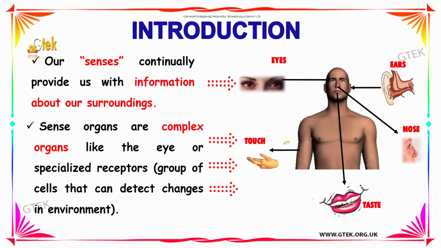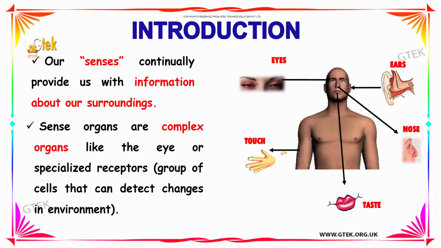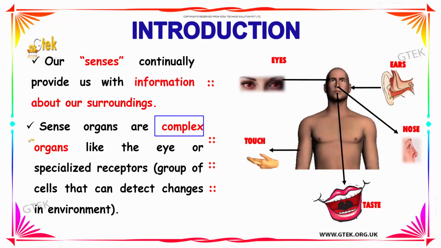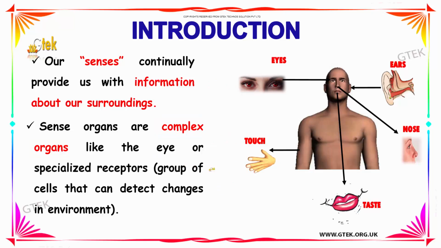So our senses provide us with information about the surroundings. Our sense organs are complex organs. They include the eyes or specialized receptors which can detect the changes that happen in your environment. So our sense organs continuously give us information about the environment we are in. These are like mediators for us with the external world.